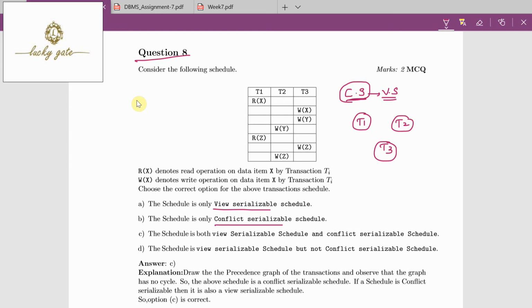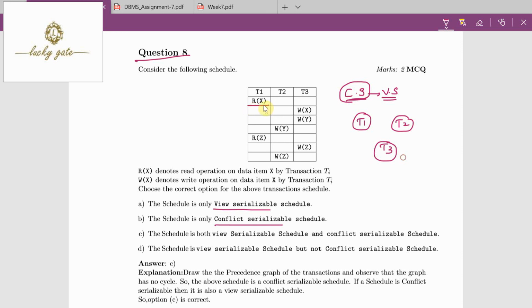What were the conflict operations? Read write, write read, and write write operations on the same data by different transactions. Observe carefully what the conflict operations are. For each conflict operation you have to draw an edge between the transactions.